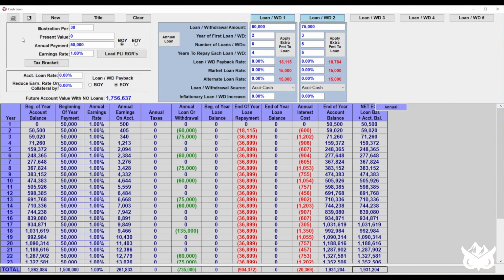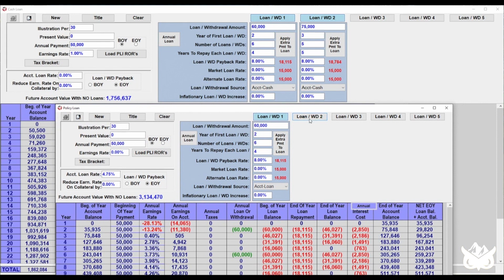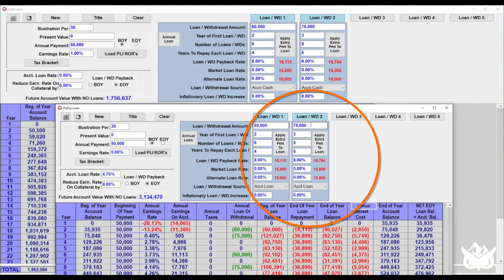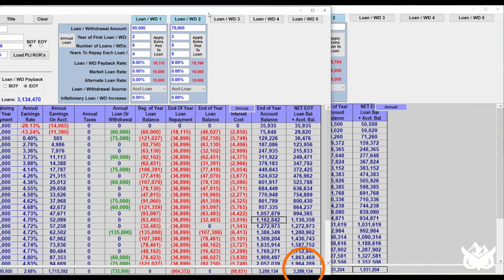Now let's take the same loan and apply that to the policy loan. So $75,000 we're going to do in the 3rd year. We're going to do 5 of these loans, and we're going to pay those loans back over a 5-year period at 8% rate of return. But again, we're taking a policy loan versus taking the money from the cash account. And now we have $3.28 million compared to $1.93 million. Still more, right? Still more. That's the whole point. I went from 3.2 million to 3.28 million.